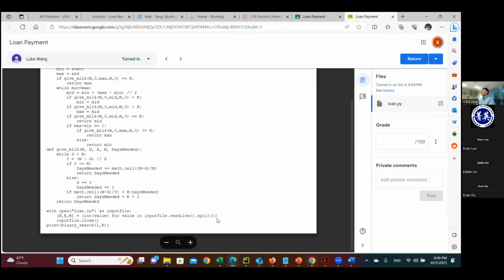So the maximum days you need is actually n divided by m here, right? So you cannot get an x number larger than that. That's impossible. Is that true? So how can you determine this value is the largest then? The x value is the largest.